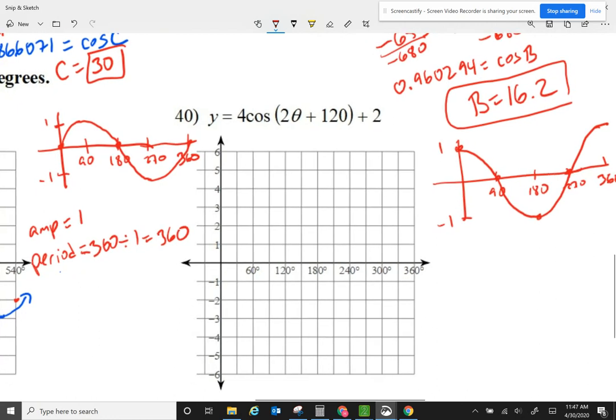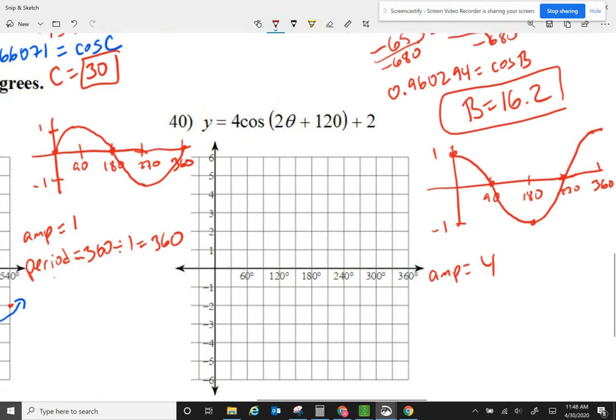I've got to think of what my amplitude is. My amplitude is 4, the number I'm multiplying by either sine or cosine. So in this case, it's going to go all the way up to 4. It's going to go down to -4. My amplitude is 4. What's the period? It's 360 divided by 2. So it's going to repeat in 180.